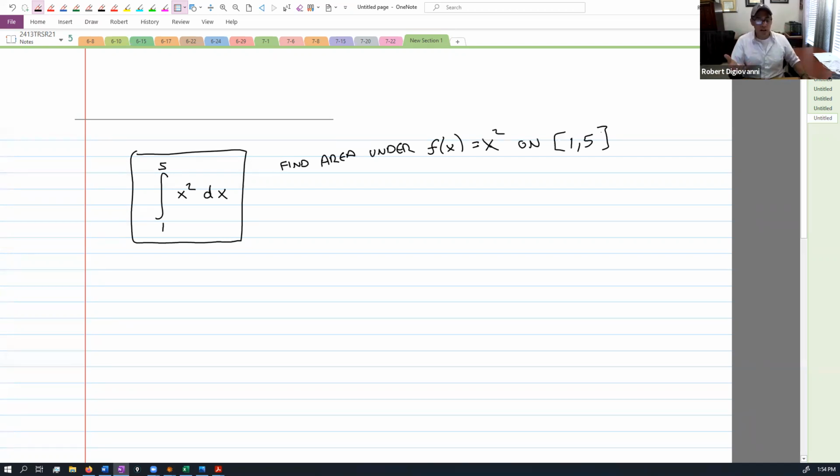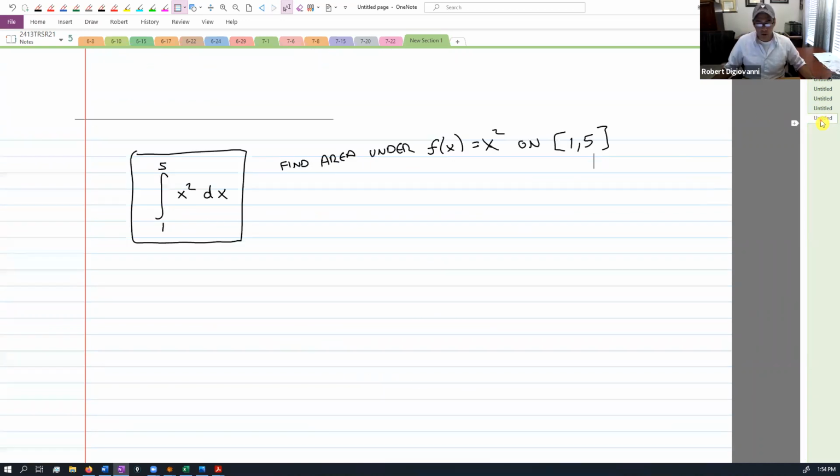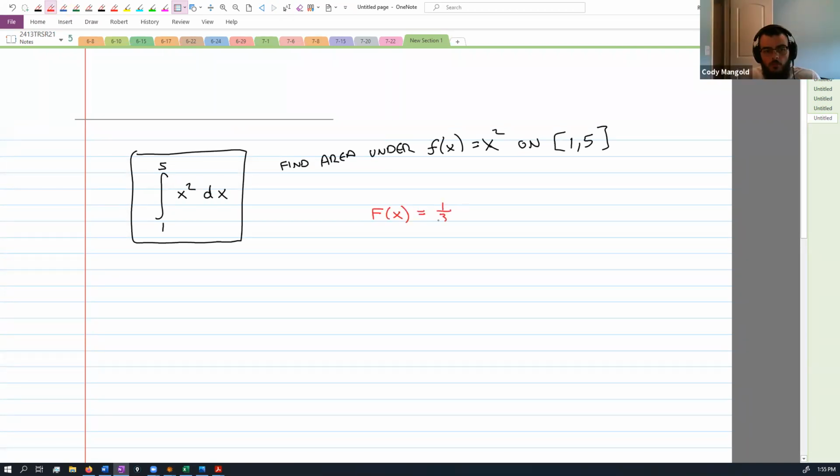So what are we going to need to do that? We need to find our antiderivative and then plug in. Any antiderivative will work. So let's find the antiderivative. What's the antiderivative of that function? 1 over 3 x cubed, then plus any number, plus c.